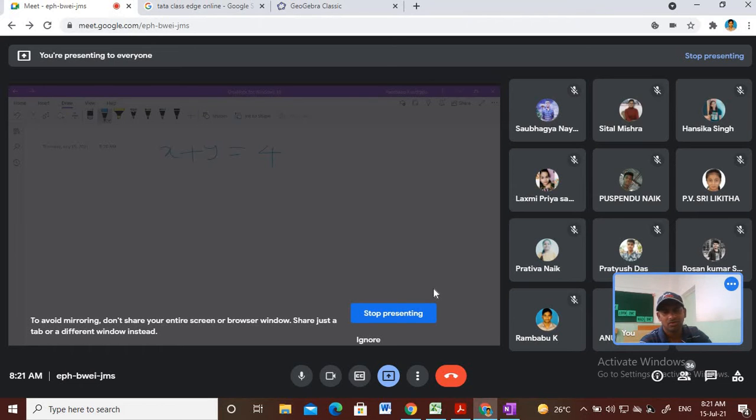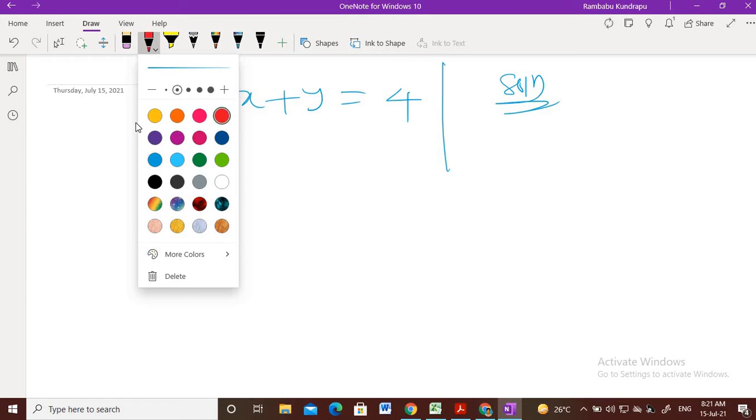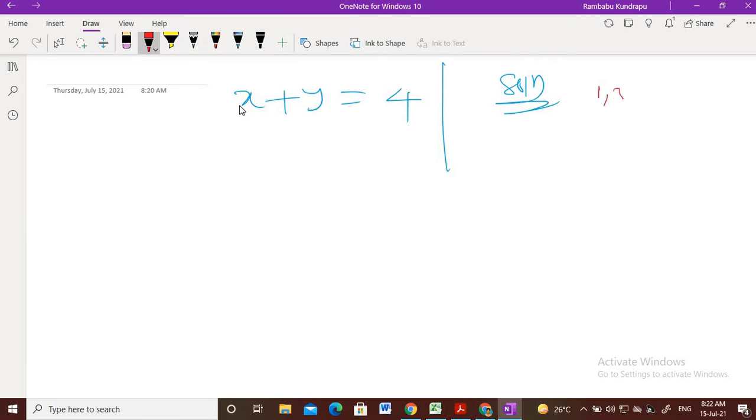Okay. So now you see this x plus y is equal to 4. The solutions of this x plus y is equal to 4. Here without taking any, directly you can say the solution is (1, 3). Agree? x is equal to 1, y is equal to 3. See, 1 plus 3 is equal to 4. Satisfying or not?